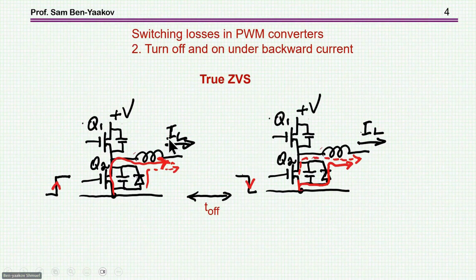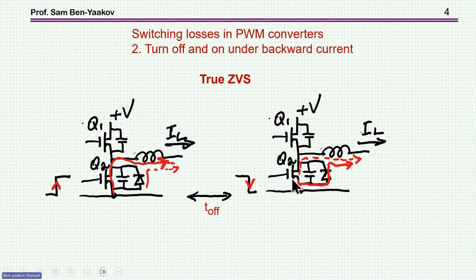Now, once the diode is conducting, due to this current of the inductor, then I can turn on this transistor under a low voltage. So this is the real zero voltage switching. And then after the off duration, I have to move again to turn off this transistor, so I won't have a shoot-through.